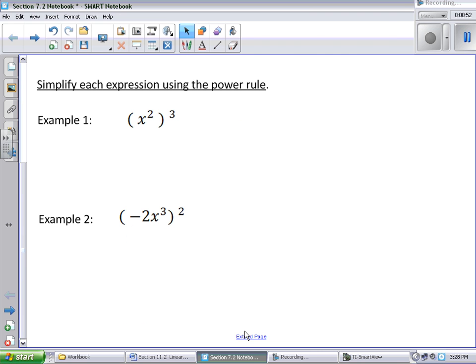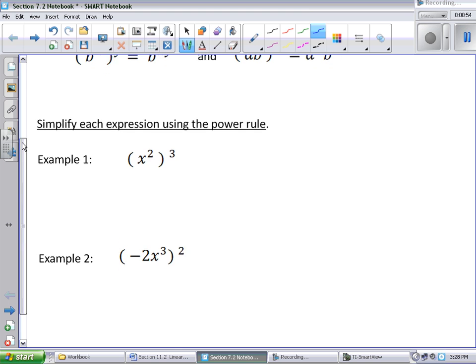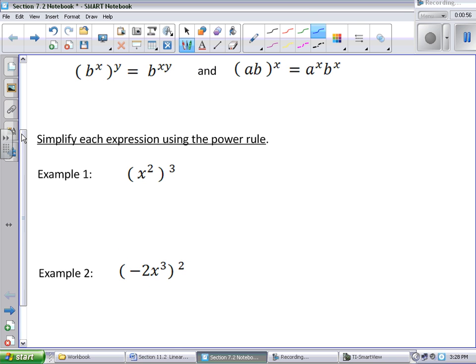We have, let me move this up so we can see the rules. We have x squared, cubed. So that's an application of the first power rule. When I have a power raised to a power, I'm going to multiply. X squared times x cubed. 2 times 3 is 6, so I get x to the 6th power.